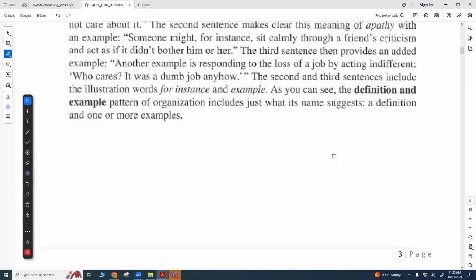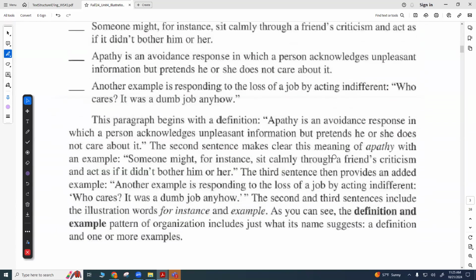Should we just start here? Okay, let's just jump to here. Okay, so our paragraph begins with the definition.